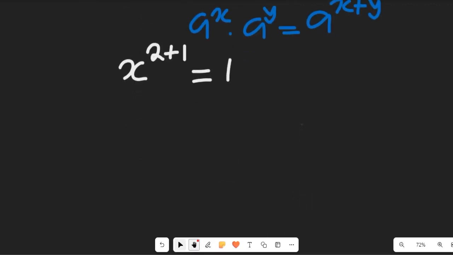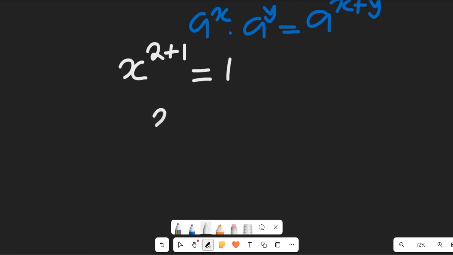Great. Now 2 plus 1 is going to give me what? 2 plus 1 is going to give me 3. So I'll have x to the power of 3 equal to 1.